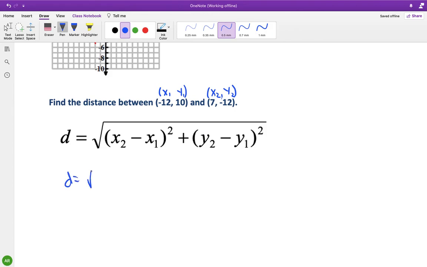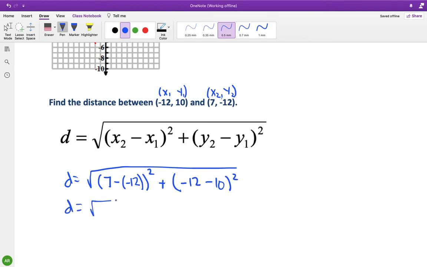All right, let's go ahead and fill this out. D equals, okay, so x2 is 7. So 7 minus negative 12, minus negative 12, okay, squared. Some of you might just say 7 plus 12, and that'd be perfectly fine, because remember, if you're subtracting a negative value, that's the same as adding. Now over here for the y, we're going to go negative 12 minus 10. Okay, perfect. So far it looks great.